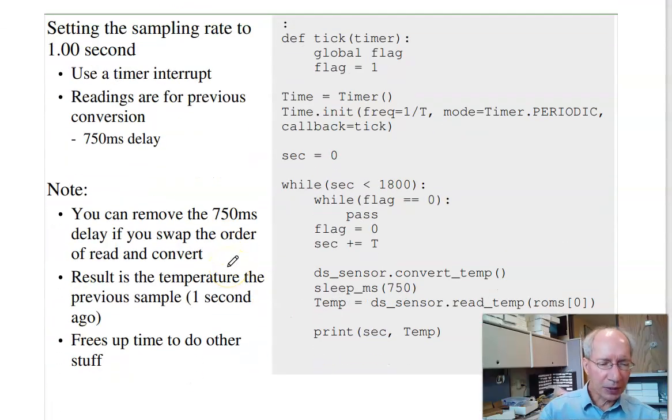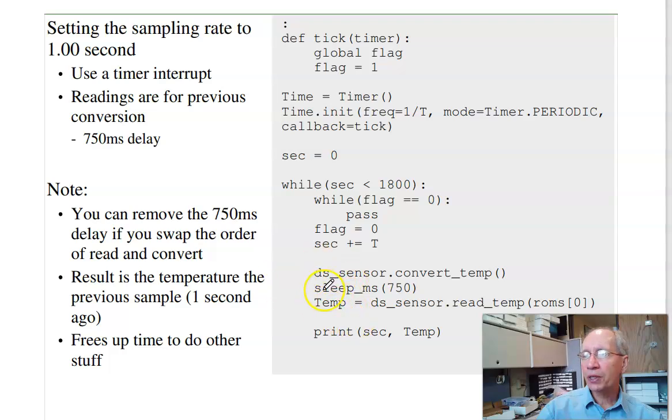To set the sampling rate to 1 second, I could use the same trick as before, use a timer interrupt, so that every second it runs through this loop, takes a reading. It's a little bit inefficient, so as time runs along, it says 1 second's elapsed, start the conversion, wait for it to complete, read the conversion, print it.